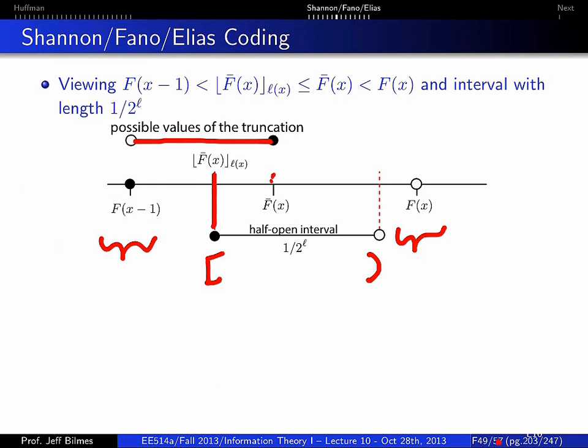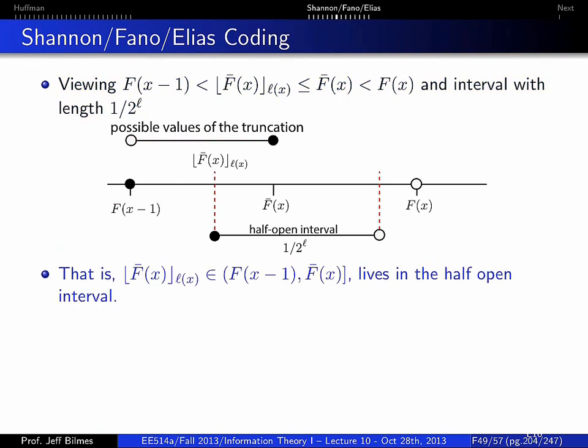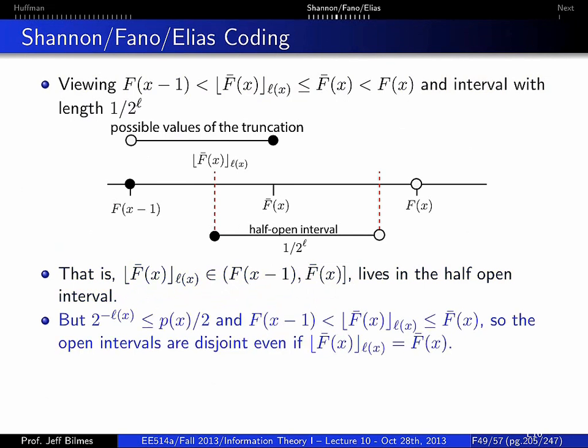Okay? Hopefully that picture makes sense. So what this means, just writing it in equations, is that the truncated f bar lives in this half-open interval. It's open on the left and closed on the right. We do have that 2 to the negative L is less than or equal to p of x over 2. And we also have this sandwich bound.